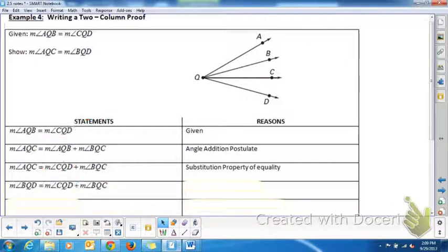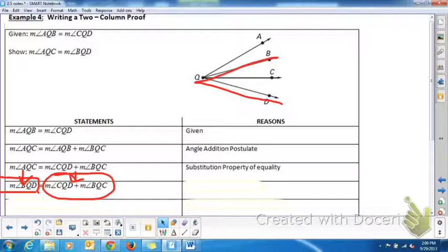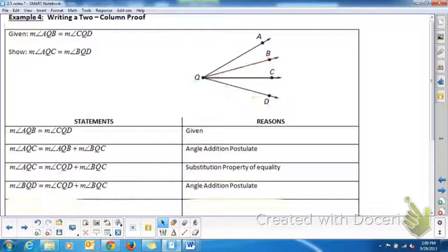Step 4, how did we get from here to here? What changed? We added these two angles together to get this bigger angle. The measure of angle BQD is equal to CQD plus BQC. We're using the angle addition postulate to add two smaller angles together to get a bigger angle.